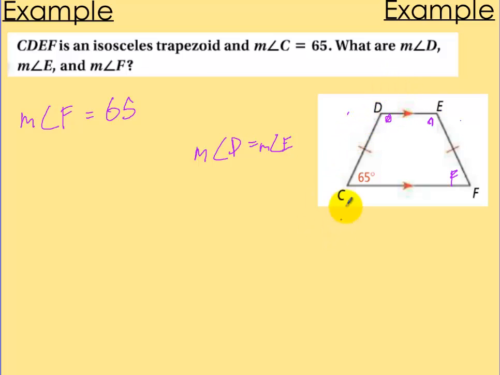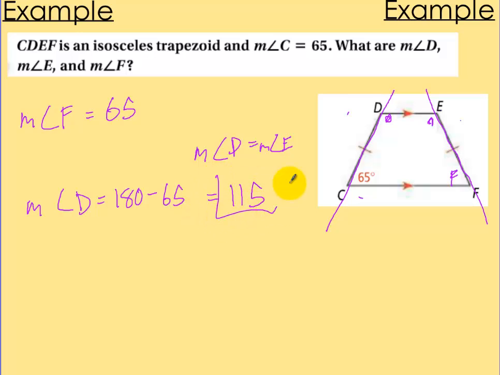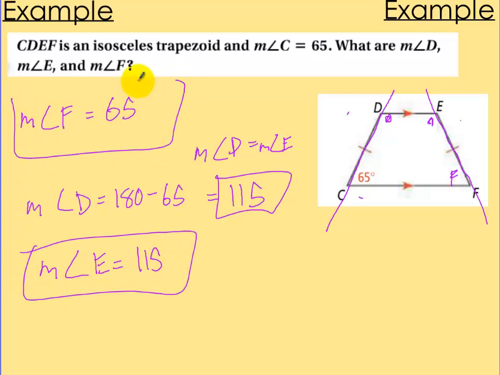And since we have two parallel lines, and DC is a transversal and EF is a transversal, I know that the adjacent same side interior angles have to be supplementary. So the measure of angle D is going to equal 180 minus 65, which is going to be 115. So measure of angle D equals 115. That means measure of angle E must equal 115. So there's your answers. That's it.